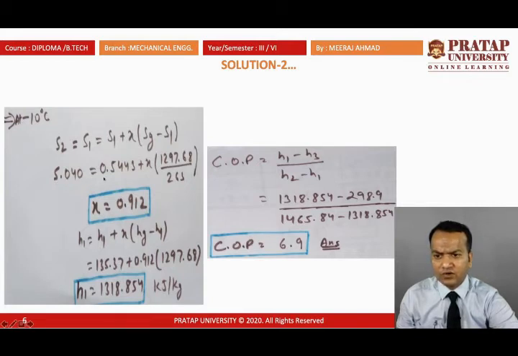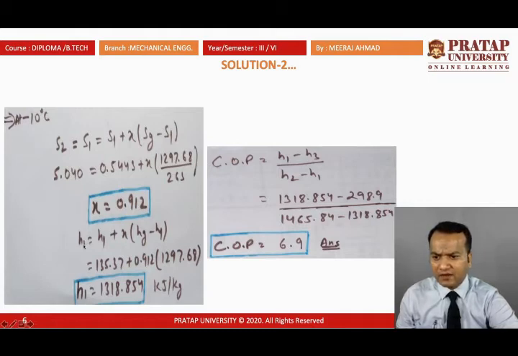So entropy S1 is equal to S2, which is already defined previously: 5.040 is equal to Sf. You can find the Sf value from the table at minus 10 degrees Celsius, plus X. You have to find the X value. Then this value is latent heat at temperature minus 10 degrees Celsius, and this is temperature in Kelvin. You find the value of X. Then you have to write the enthalpy formula at point 1.